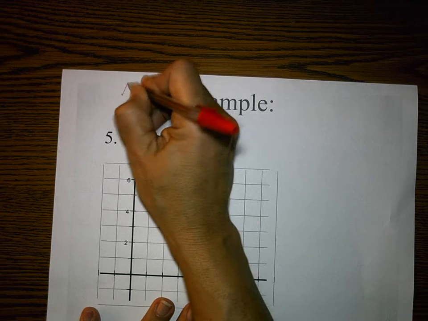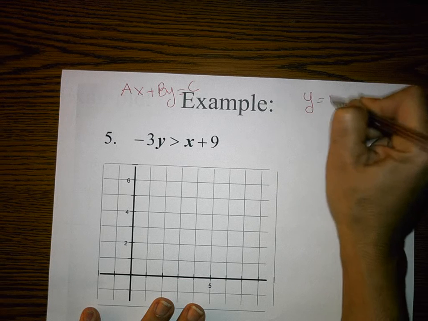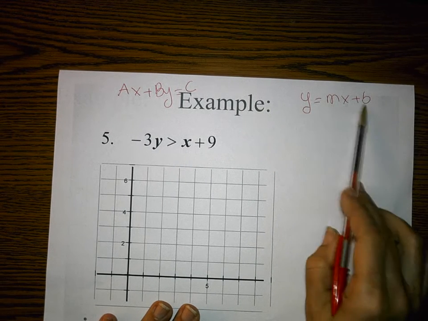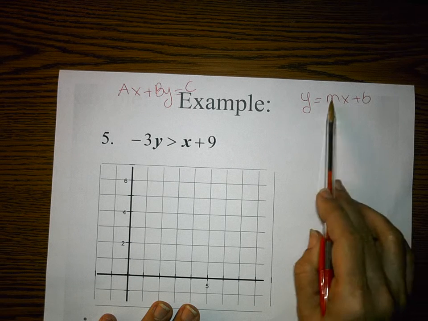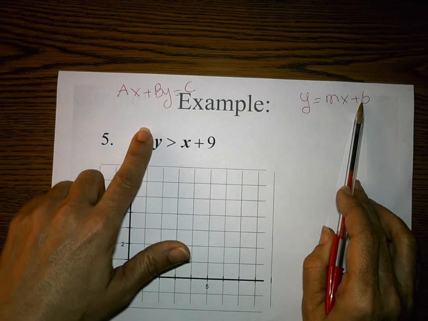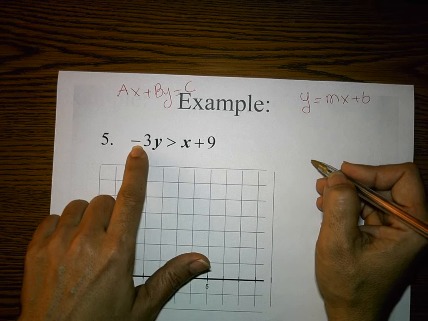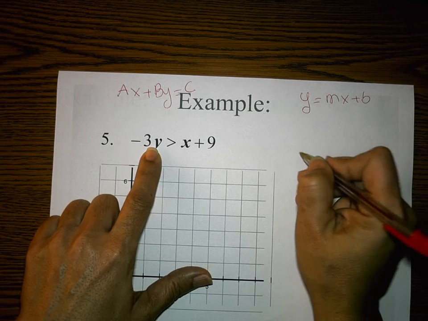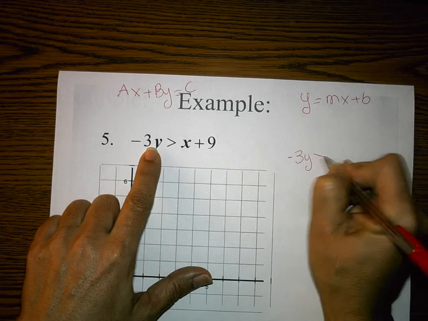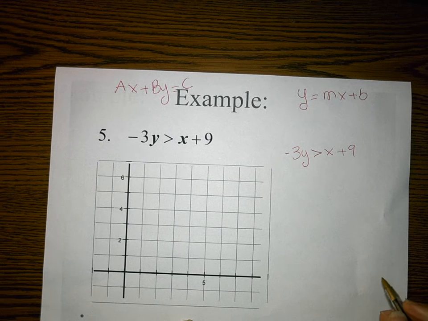Do I have ax plus by equals c, or do I have y equals mx plus b? It looks like I have almost y equals mx plus b, which is the slope-intercept form. But I need to get rid of this -3 right here. Then I would have something nice. This is saying -3 times y, and the opposite of multiplying by -3 is dividing by -3. So x plus 9. I have to divide by this -3.